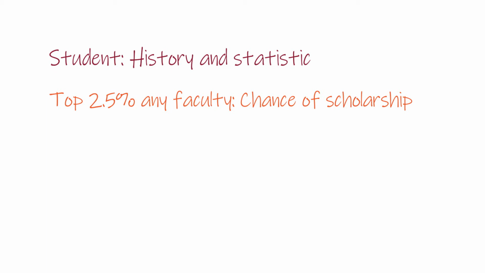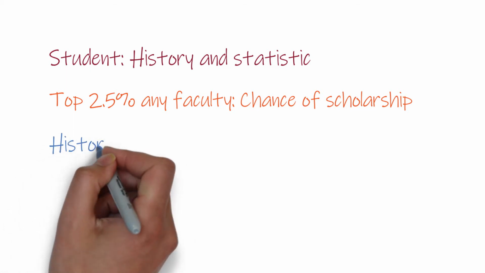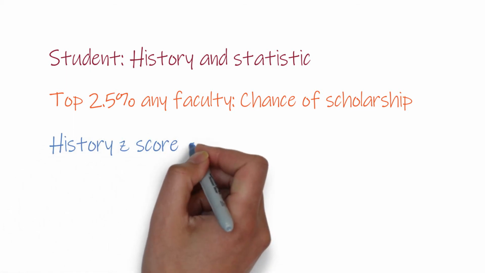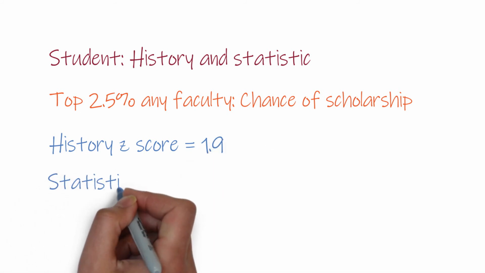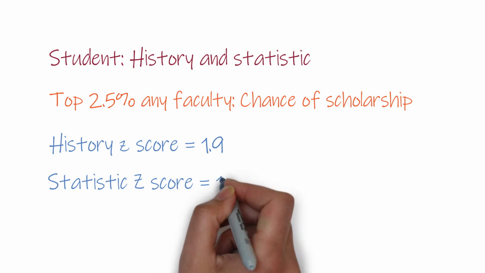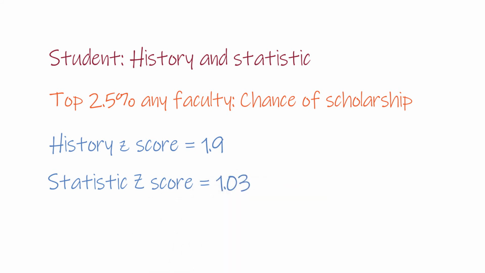But in order to do it, you want to know in which subject you are doing better at in comparison to average. As a statistics student, you collect data of each student group, and in history, your z-score is 1.9. And in statistics, your z-score is 1.03. Even though it's 2 different groups and 2 different data sets, you can still say you're doing better at history in comparison to the average student. So your chances are actually higher at history than at statistics.